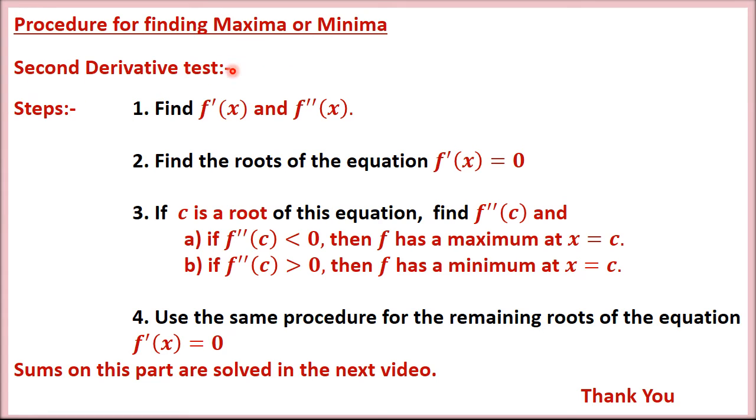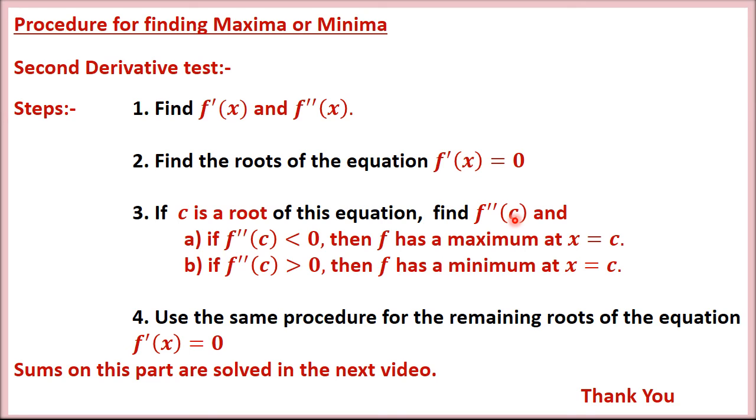The steps are: first find the f dash x and f double dash x, means the first derivative and second derivative. Then using the equation f dash x is equal to 0, we will find the roots of the equation or the values of x. Then suppose c is a root, or x is equal to c of this equation. Find f double dash c, because already we have found f double dash x. In that we will substitute x is equal to c, that particular root.